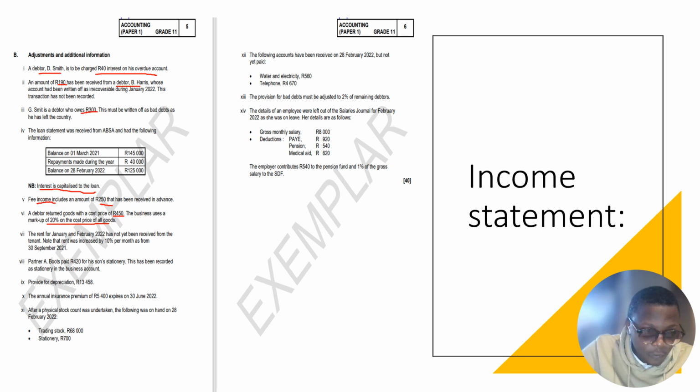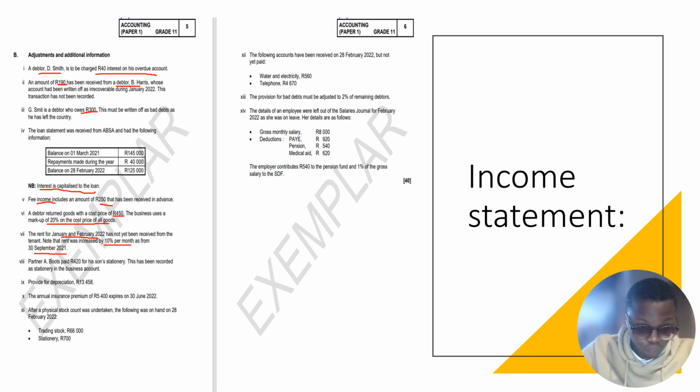The rent for January and February 2022 has not yet been received from the tenant. Note that the rent was increased by 10% per month as from 30 September 2021. So first of all, the rent for Jan and Feb has not yet been received, meaning that this person owes us rent for 2 months. So only the rent for 10 months has been received.